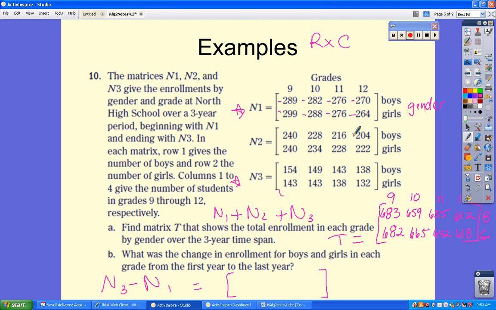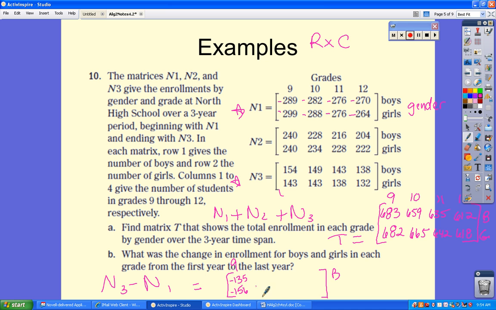So 9th grade boys, let's look at what we got here. 154 minus 289. Enrollment went down 135 from the first year to the last year. For girls, we have 143 minus 299. Again, it went down 156. Okay, if you want to just express it in a positive change, you could have gone the opposite direction there.